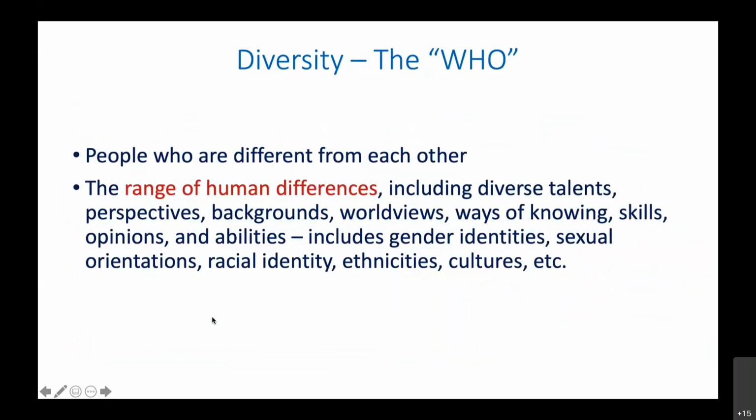So diversity is the who. Who are we talking about? So everybody, people who are different from each other. We're all different in some way from each other. The range of human differences, and this includes diverse talents, perspectives, backgrounds, worldviews, ways of knowing, skills, opinions, and abilities. And of course, how we often think about it includes gender identity, sexual orientation, racial identity, ethnicities, cultures, etc.